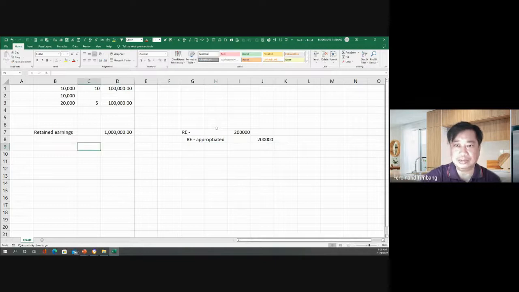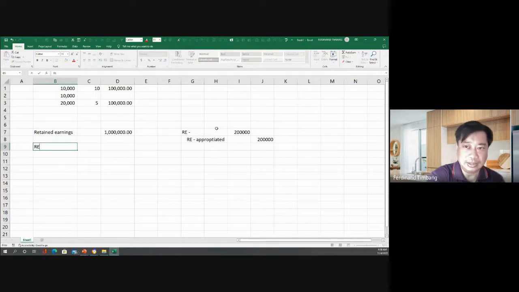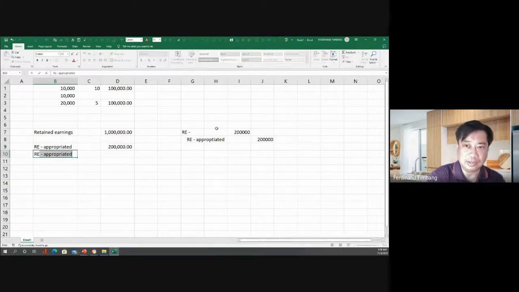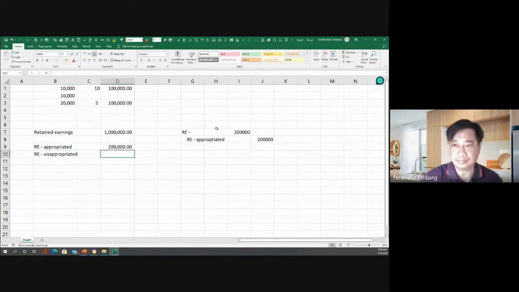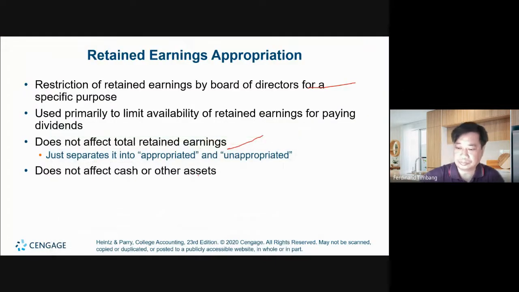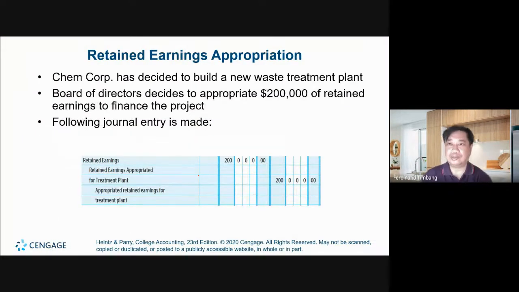So the meaning, this retained earnings, now originally 1 million, will now have retained earnings appropriated of 200,000, and then retained earnings unappropriated 800,000. So still the total is the same as this one, 1 million pa rin. But you separated only the retained earnings into appropriated and unappropriated. So retained earnings appropriation pa rin tayo.